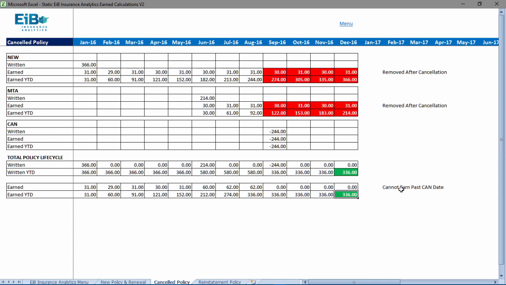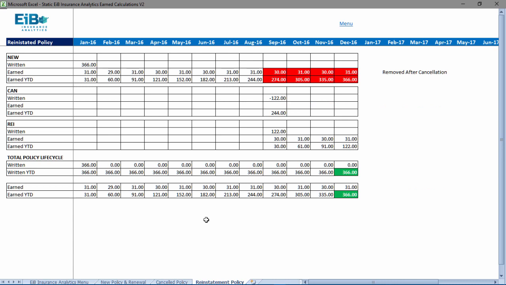So earnings can't really earn past the cancellation date, but in a lot of MGAs and underwriters now, we find that because of the complexity, they cut corners and actually say, yeah, it's okay, we'll just let that still apportion, we'll just take that -244 and apportion to the end of the year. That's not correct. Now, of course, with cancellations, like any other transaction, there is often a mistake, or they cancelled a policy and they need to reinstate the policy. And of course, that now adds its own set of complexities here.